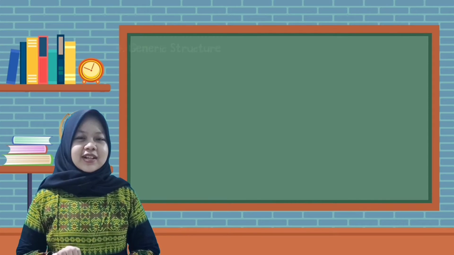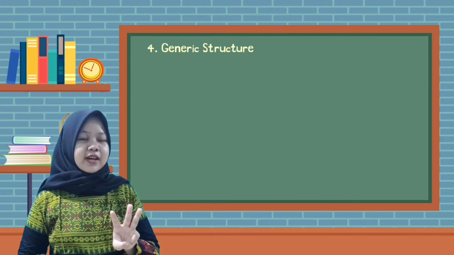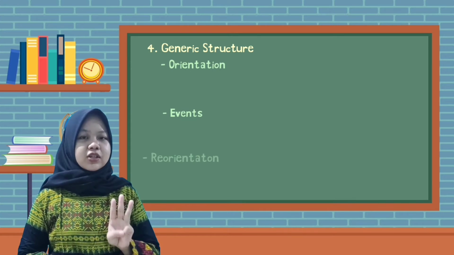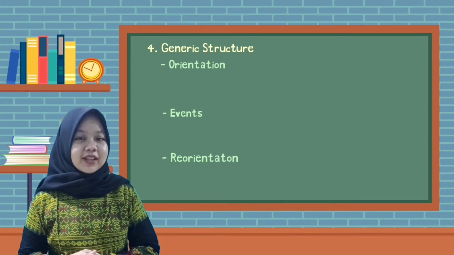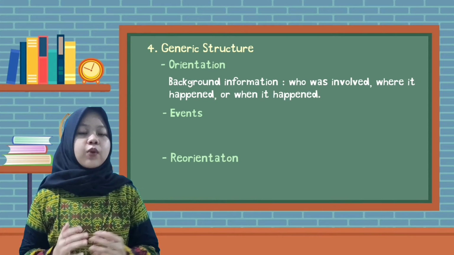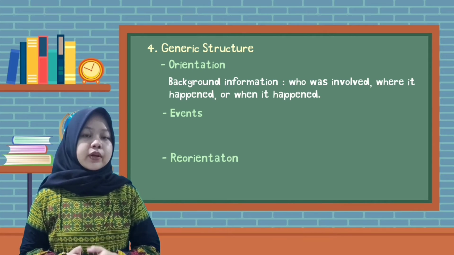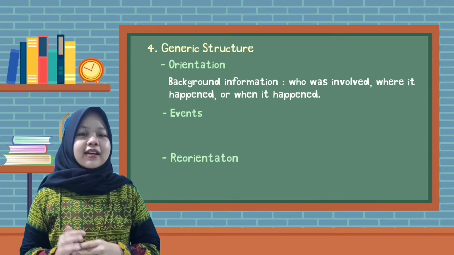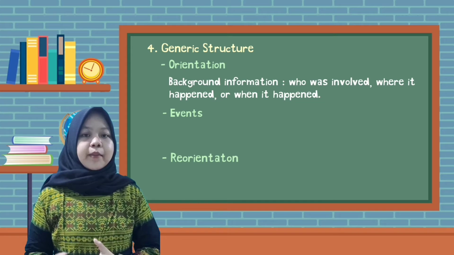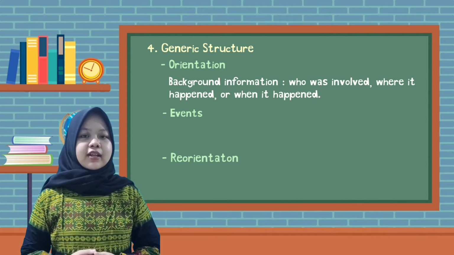Well, we move to the generic structure of recount text. There are three generic structures of recount text, which are orientation, events, and reorientation. The first is orientation. This part gives readers the background information to understand the text, such as who was involved, where it happened, or when it happened. Nah, jadi orientation ini memberikan sebuah pengenalan berupa informasi mengenai siapa, di mana, atau kapan peristiwa itu terjadi di masa lalu.